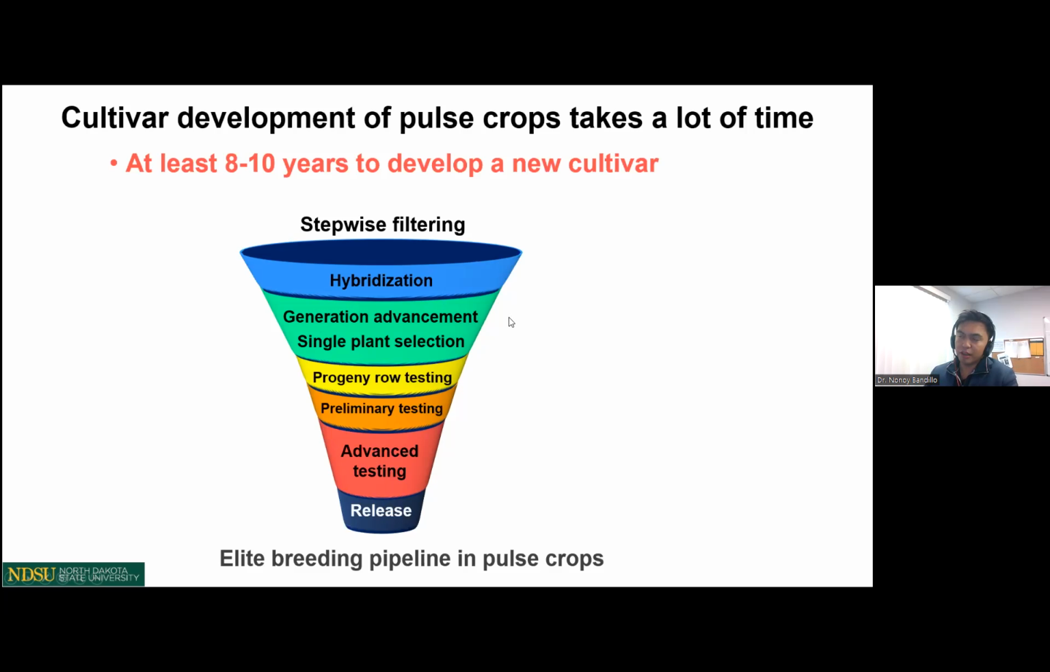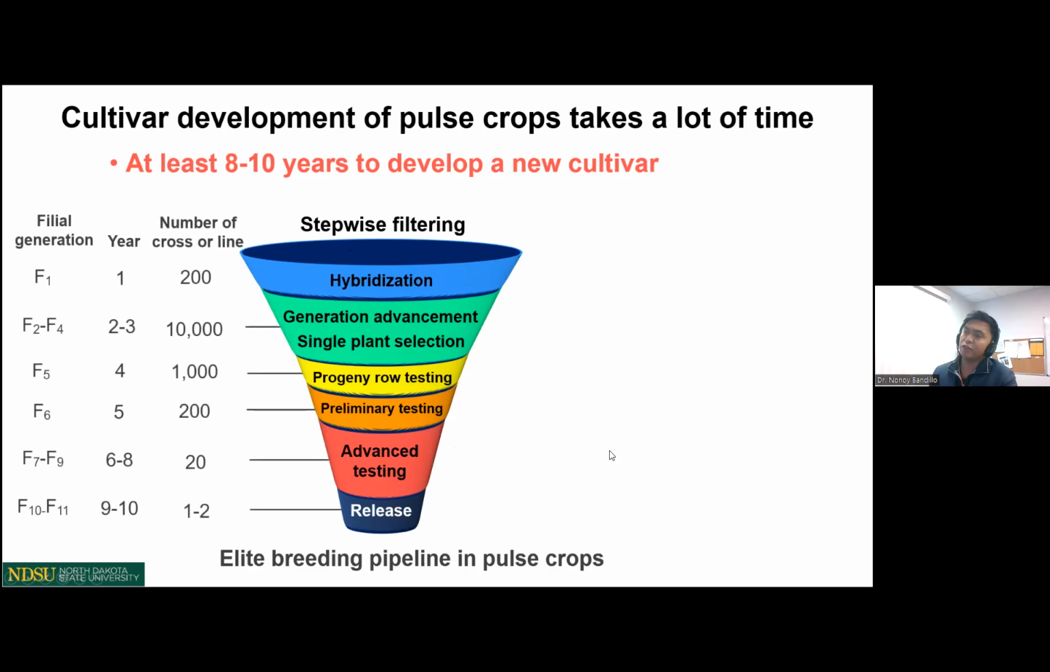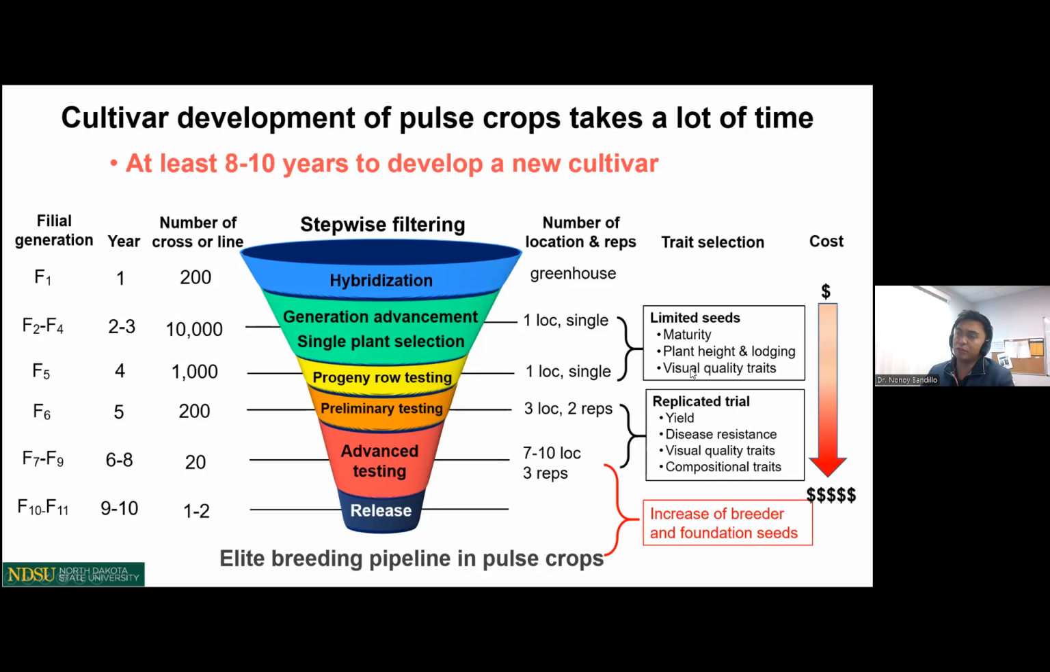This is the elite breeding pipeline that we are implementing in the program, and this pipeline is similar to a funnel, as you can see here. In that funnel, there is stepwise filtering all the way from hybridization, generation advancement, selection, progeny row testing, preliminary testing, advanced testing, and all the way to release. This funnel operates based on generations per year and the number of crosses you can make per year, or the number of lines you can evaluate per year. In addition, depending on your resources, you need to take into account the number of locations and replications you can evaluate your materials in. And it always comes with a cost.